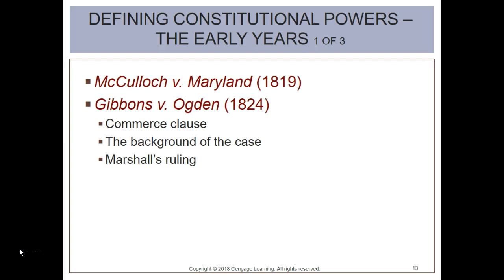A couple of landmark cases that I did want to discuss with you all from the last chapter. McCulloch v. Maryland was a good example of giving supremacy clause and the idea of national banks.